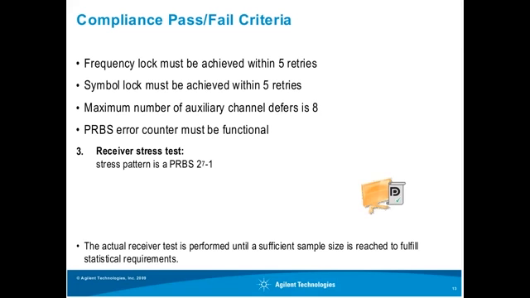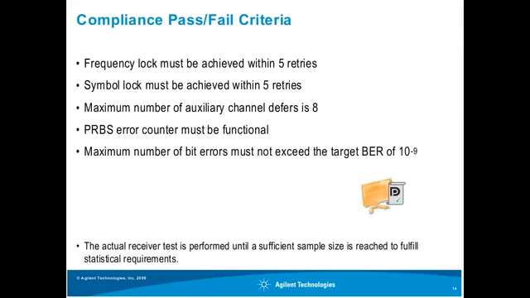Okay, so on the next slide, I have summarized the complete pass-fail criteria for compliance testing. Compliance testing is not only checking the error ratio with a certain stress signal, but it also checks whether a sync device can achieve frequency lock at all. And if that cannot be done within 5 retries, it also fails compliance. The same is true for symbol lock, and the same is also true for the communication over the auxiliary channel.